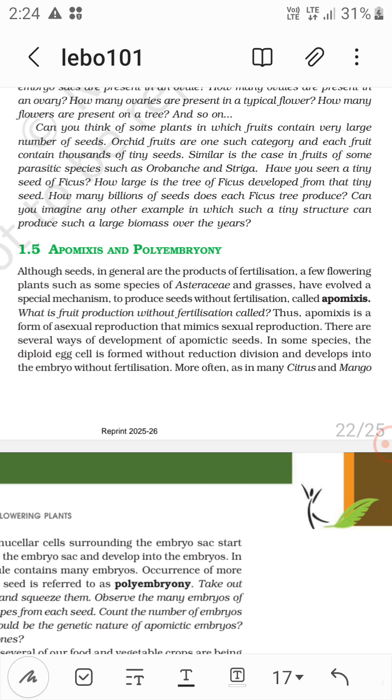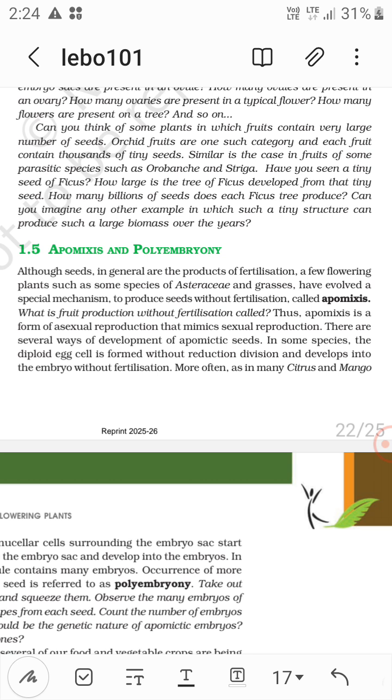Although seeds in general are the products of fertilization, a few flowering plants have evolved a mechanism to produce seeds without fertilization. That is apomixis. What is seed production without fertilization called? Apomixis. Thus, apomixis is a form of asexual reproduction that mimics sexual reproduction. Okay, there are several ways of development of apomictic seeds.